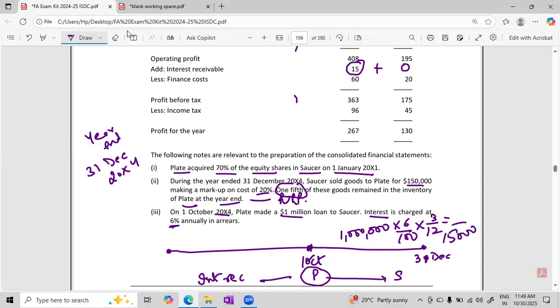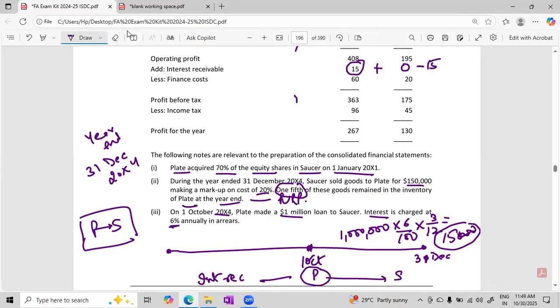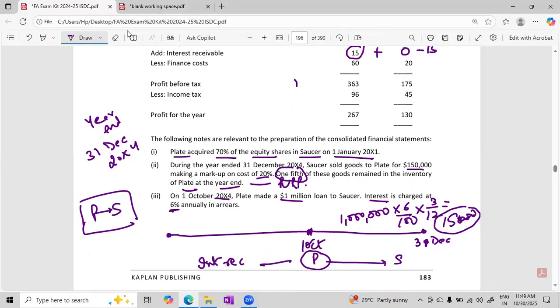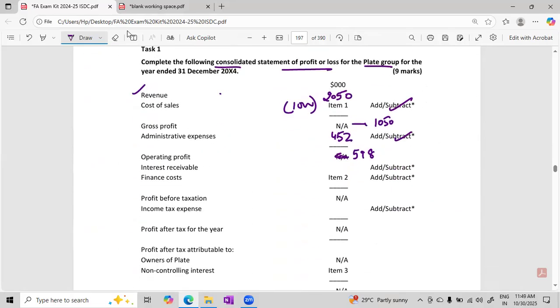So we need to eliminate this because we have just studied that P and S are part of one group only. So this P to S loan is an intra-group loan only. This is happening between the same group, so we will eliminate this interest receivable. Again, I'm going to ignore these three zeros. So 15 plus 0, and from this subtract 15, which is the intra-group interest receivable. So my answer will come out to be 0. So over here in interest receivable, write 0, and we are going to add this because interest receivable is an income, so we will add it.